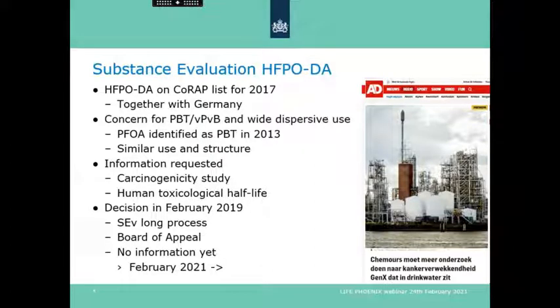But what you see is that with all kinds of processes going on, the registrant went to the Board of Appeal, so there is no information yet. And actually what you see here is a screenshot from a newspaper from this Monday, where it says that the registrant has to do the research now because nothing has been done yet.